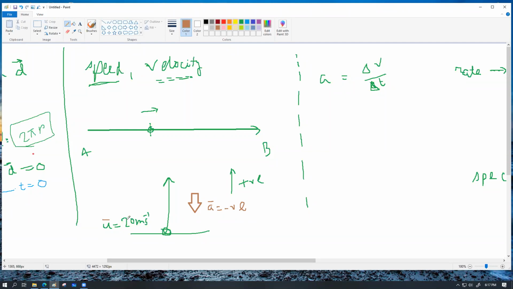If you consider this thing to be 20 meters per second, then the acceleration should not be 10 meters per second squared. It should be minus 10 meters per second squared. See if it makes sense. Any vector quantity, if upward is considered positive, then all the vector quantities that work in the upward direction will have a positive value. All the vector quantities that work in the downward direction will have a negative value. So that's essentially what I'm trying to highlight here.